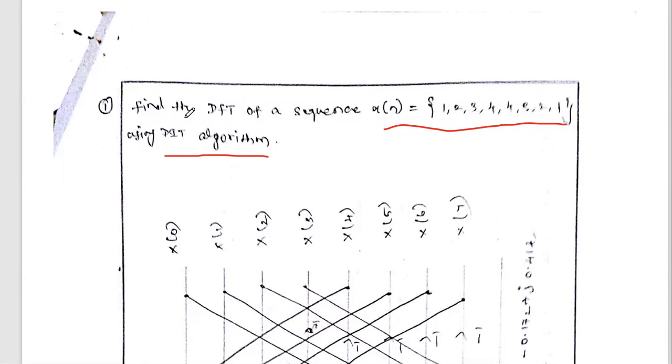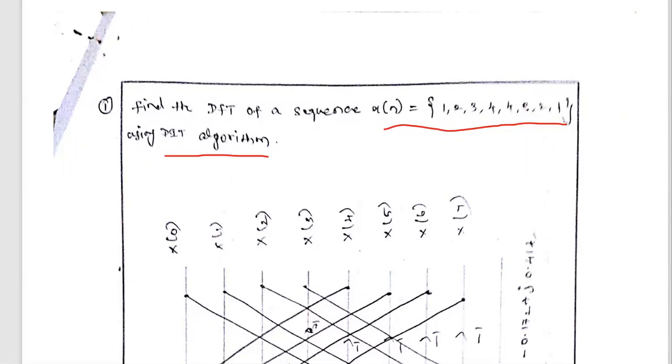If the DIT algorithm method is not mentioned, you may calculate the DFT for the given sequence using the ordinary DFT formula method. But here, they are mentioning the method using the DIT algorithm. DIT means decimation in time. Using this decimation in time algorithm, we are going to calculate the DFT answer.